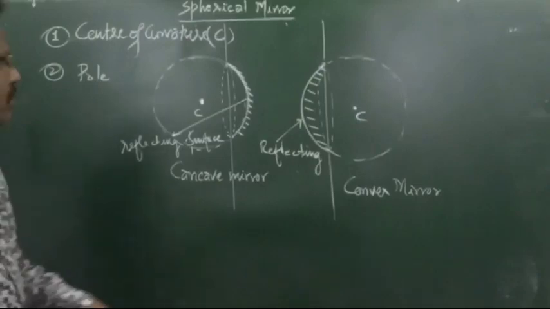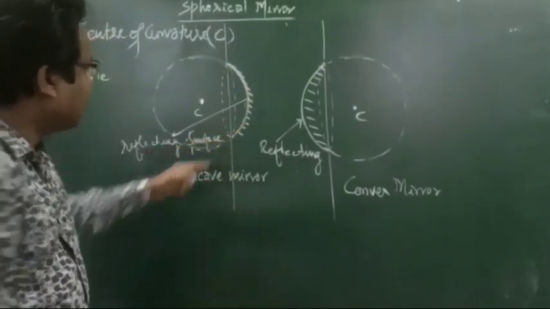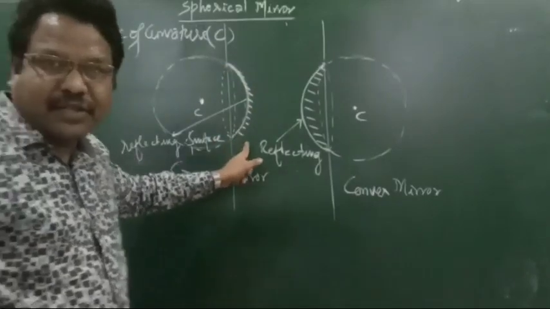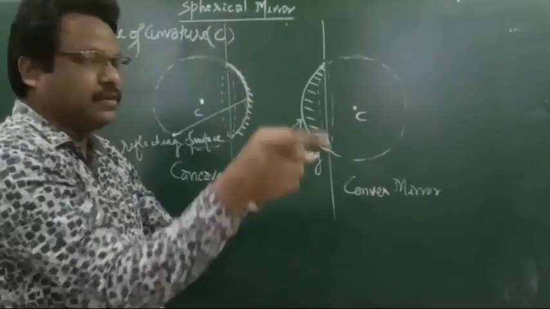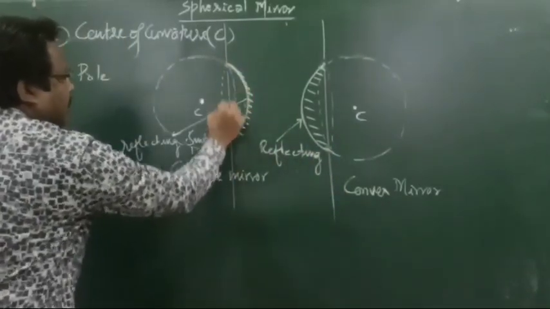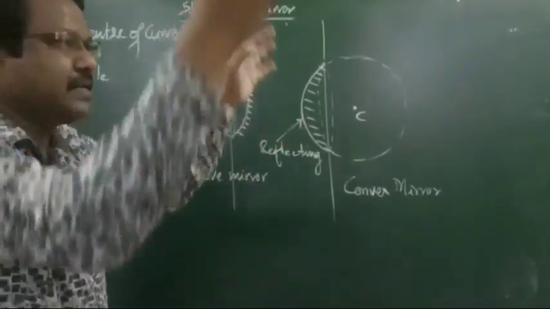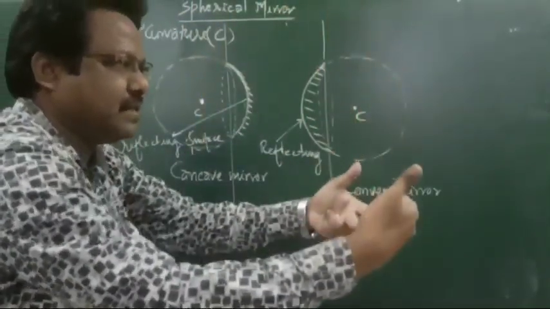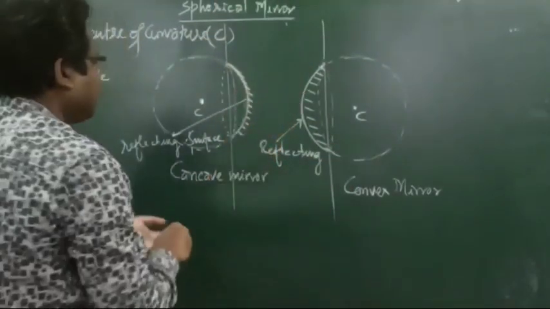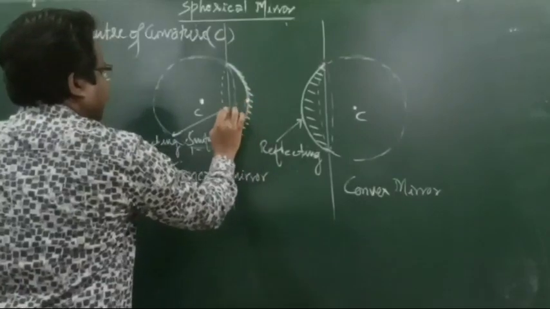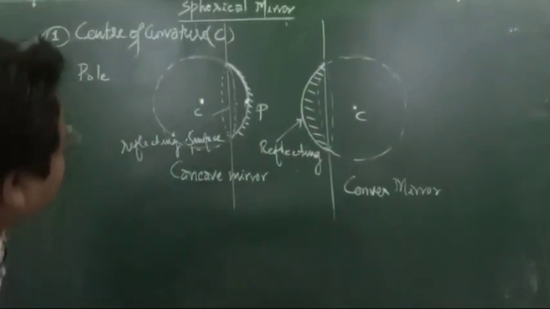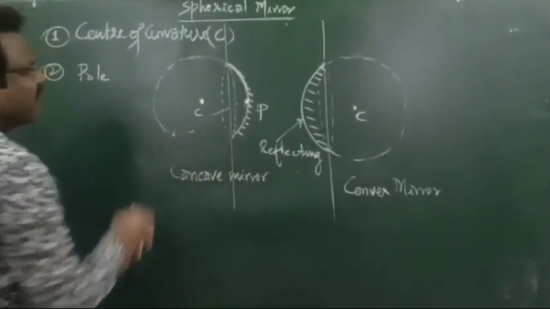Now be careful. I told you that this part, which is the reflecting part, in two dimensions is seen like this, but in three dimensions, when you think, it is a circular section. When you think of this mirror, it is a circular section actually, and in this circular section there is a reflecting part, and the center of that reflecting part is called the pole. So what is the pole? Pole is the center of the reflecting surface.